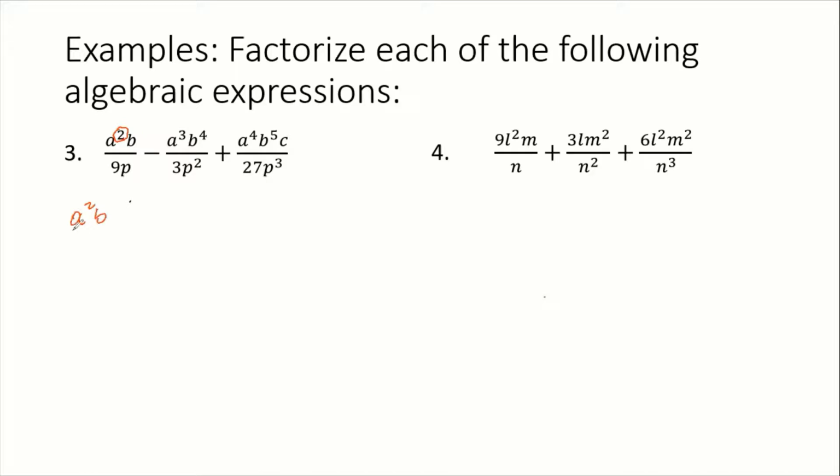Then now we draw back our division bar. We're going to look at the denominators. So we have 9, 3, and 27. So what is the highest number that can divide all three numbers without leaving a remainder? That would be 3. And then we have p common to all three, sorry. So the one with the lowest power would just be p, so it would be 3p. So therefore, the HCF is a squared b all over 3p.